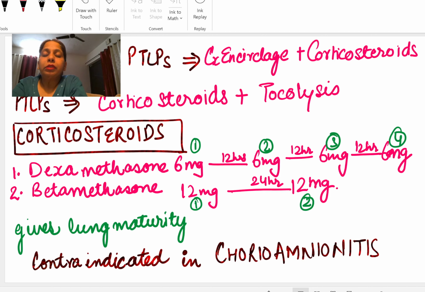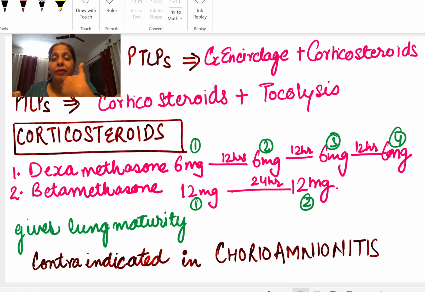Okay, now these steroids give lung maturity to the fetus. But they are contraindicated in chorioamnionitis. Why are they contraindicated in chorioamnionitis? Because you see, the fetal membranes have already been infected here. It means if we give corticosteroids to the mother or fetus, then the infection to the fetus will increase.